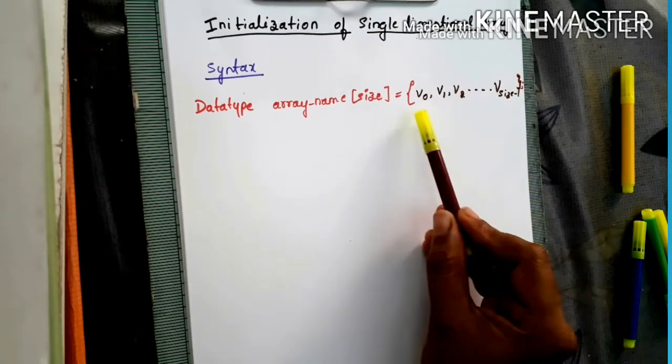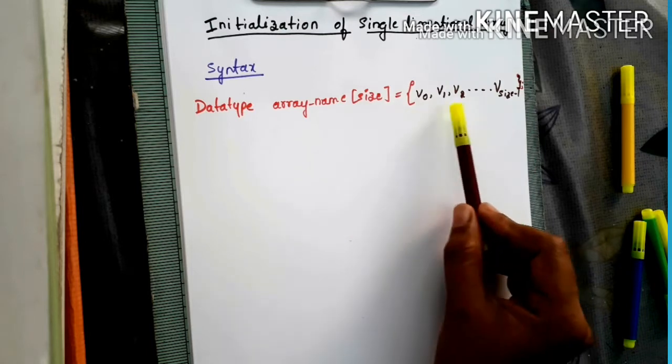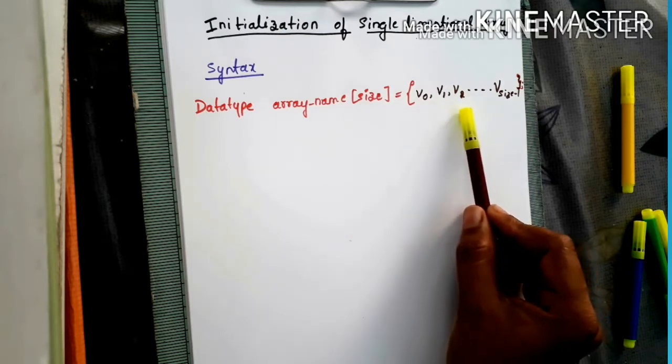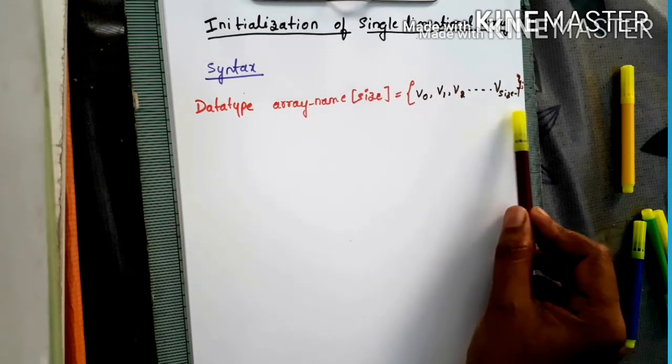That is, V0 gets stored in the 0th location of the array. V1 gets stored in the first location of the array. V2 gets stored in the second location of the array, and so on.